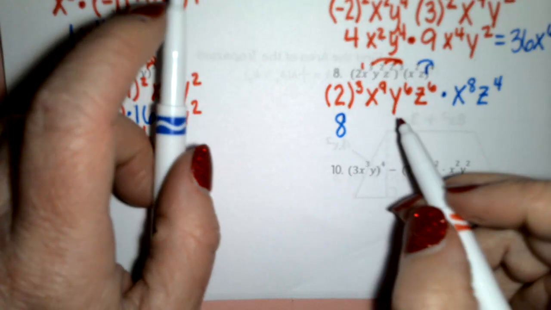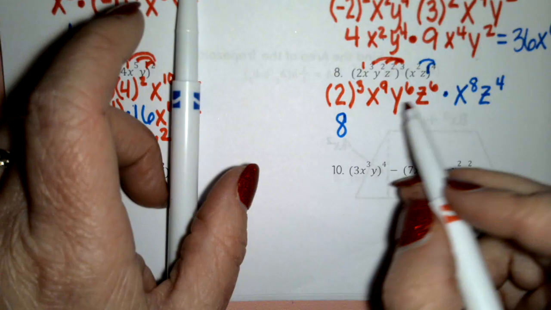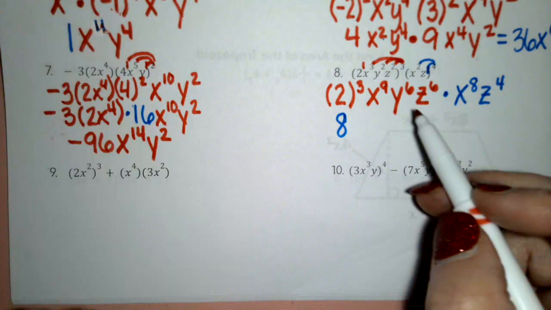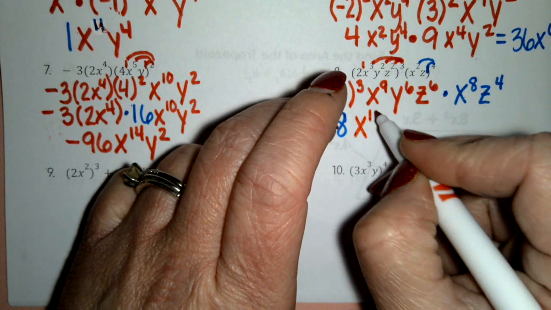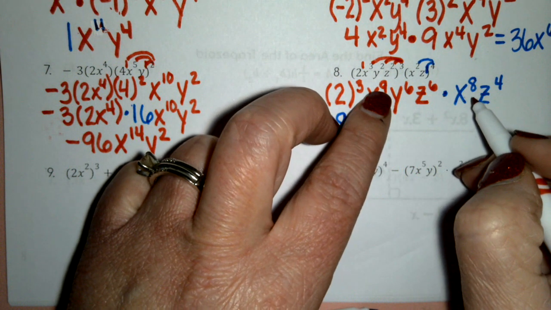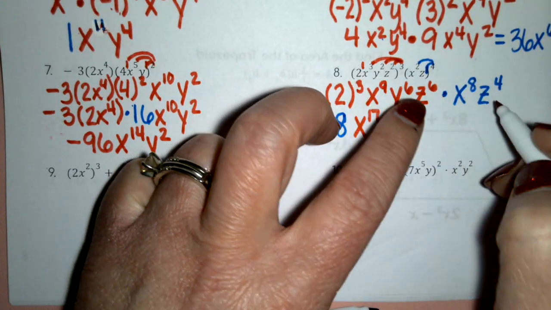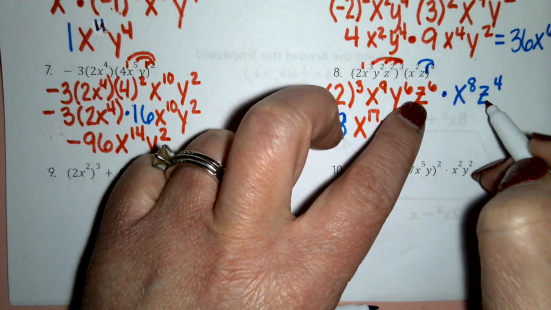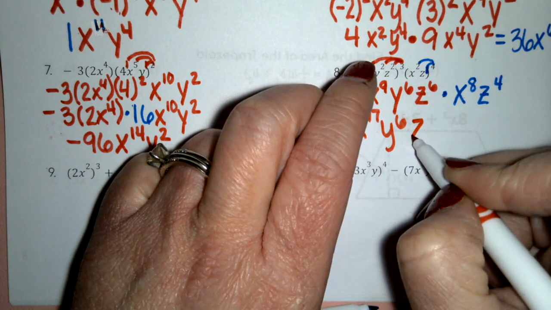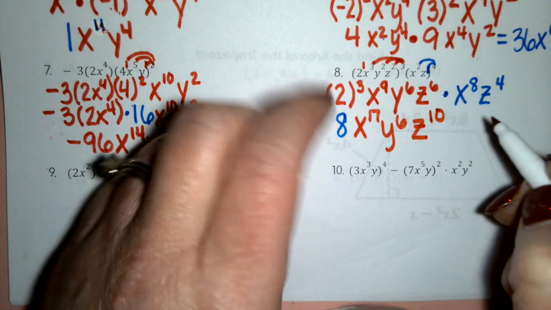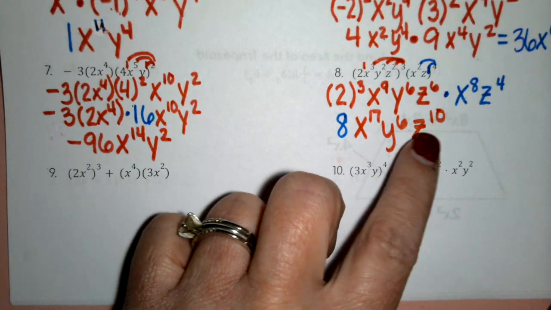And then we can go ahead and combine like terms. Or not like terms, I'm sorry. We can go ahead and put together our x's. So x to the 9th times x to the 8th is x to the 17th because you add your exponents. Y doesn't have anything to go with, so it's y to the 6th. Z has z to the 6th times z to the 4th. Again, you add your exponents, so 6 plus 4 is 10, so z to the 10th. And that is my final answer, 8, x to the 17th, y to the 6th, z to the 10th.